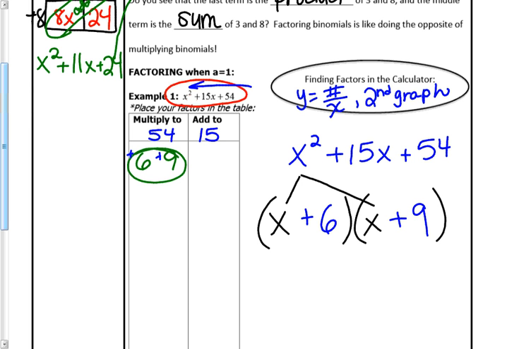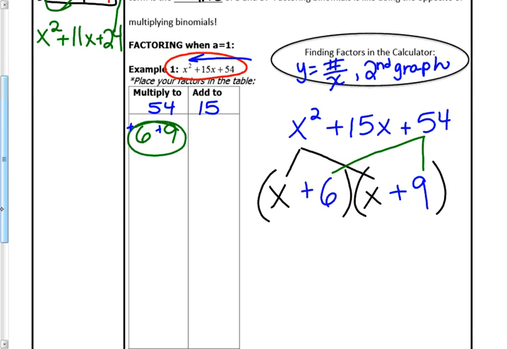Okay, and if you notice, the last term, the constant here, if I split the 54 up, that is 6 and 9, right? 54 is 6 times 9. And then I want to check, is 6 plus 9 15? And yes, it is. That does work. So my answer will be written this way: x plus 6 and x plus 9, and I'm putting them in parentheses here.